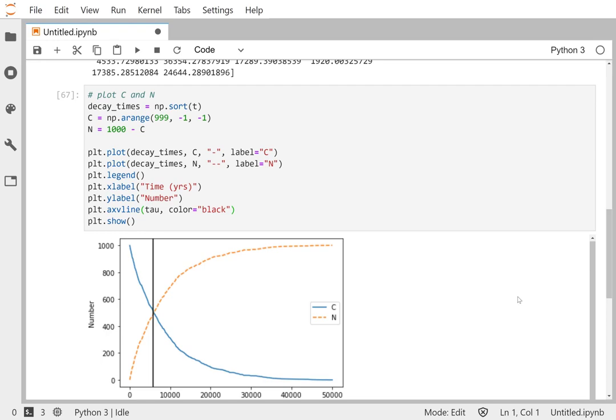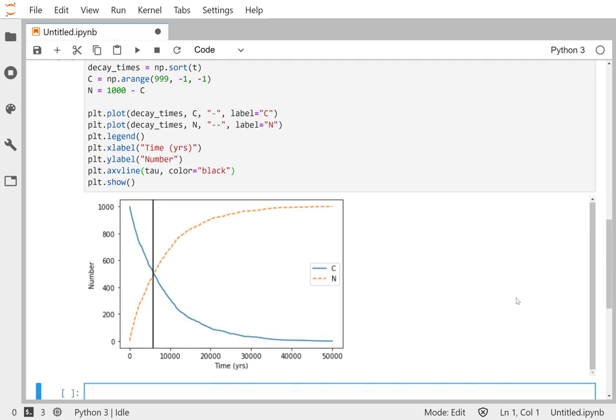Okay, so in this video, we ran through how to use probability densities to generate non-uniform random numbers, and then we went through an example with carbon dating.